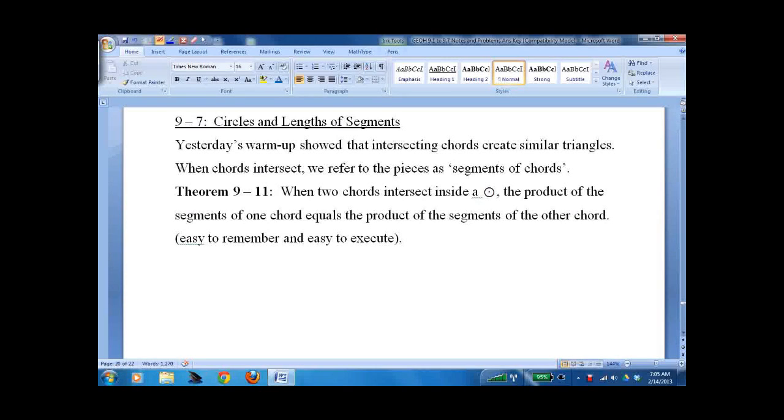Lesson 9.7, circles and lengths of segments. So those are segments that are inside or tangent to the circle or secants going through the circle. We showed that intersecting chords create similar triangles. Since we have similar triangles, we can set up ratios and cross multiply. So that's where all of these theorems come from. I'm not going to prove them, but you'll see the multiplication reminds you of a proportion.